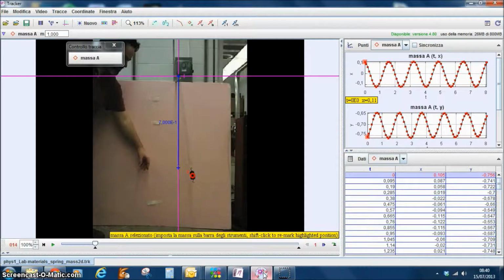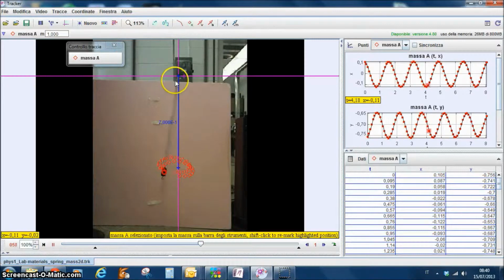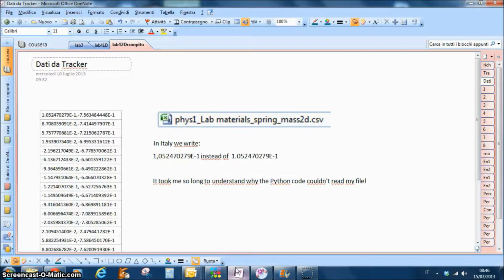In the video we can see our system, a mass that swings oscillating on a spring. The origin of the axis is the fixed attachment point and the positive orientation of the y-axis is upward. The calibration length is 0.7 meter. The time between video frames is 0.095 seconds. I saved the position data in the file written here.